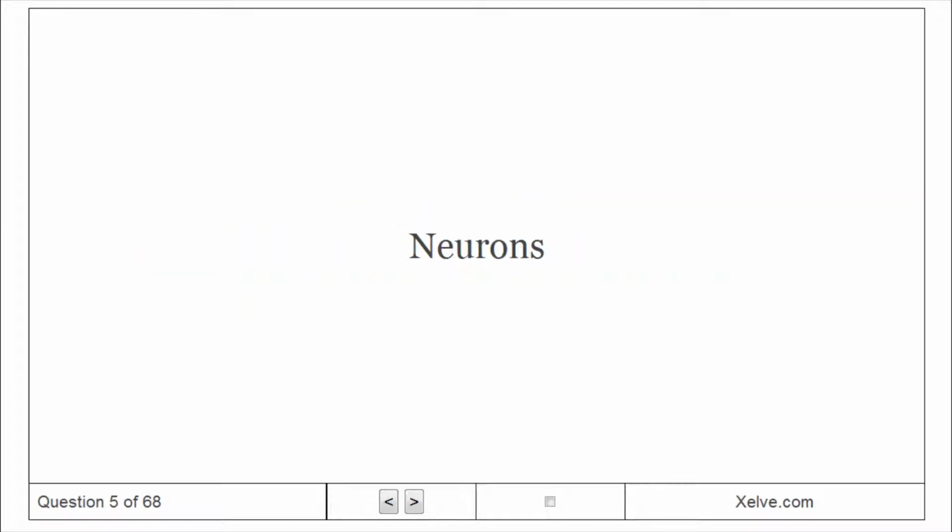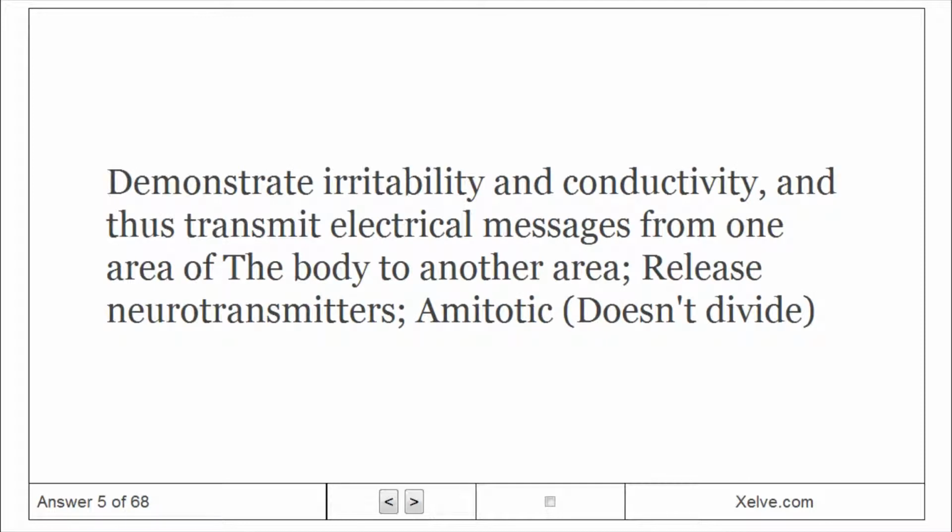Neurons. Demonstrate irritability and conductivity, and thus transmit electrical messages from one area of the body to another area, release neurotransmitters. Mitotic, doesn't divide.